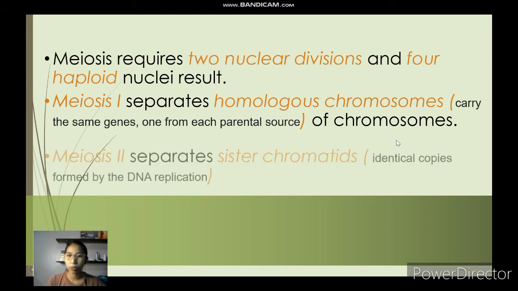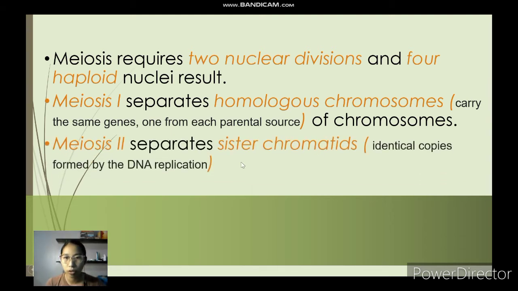When we get to meiosis II, our second nuclear division, it separates the sister chromatids. The sister chromatids, as I explained earlier, are the identical copies formed by DNA replication. The division proceeds normally, so the sister chromatids divide, just like in mitosis.